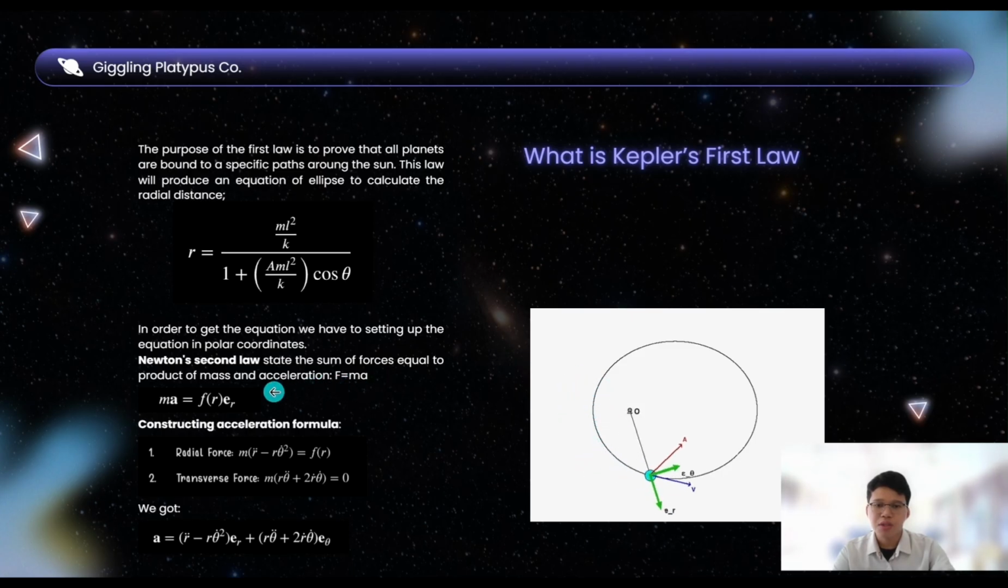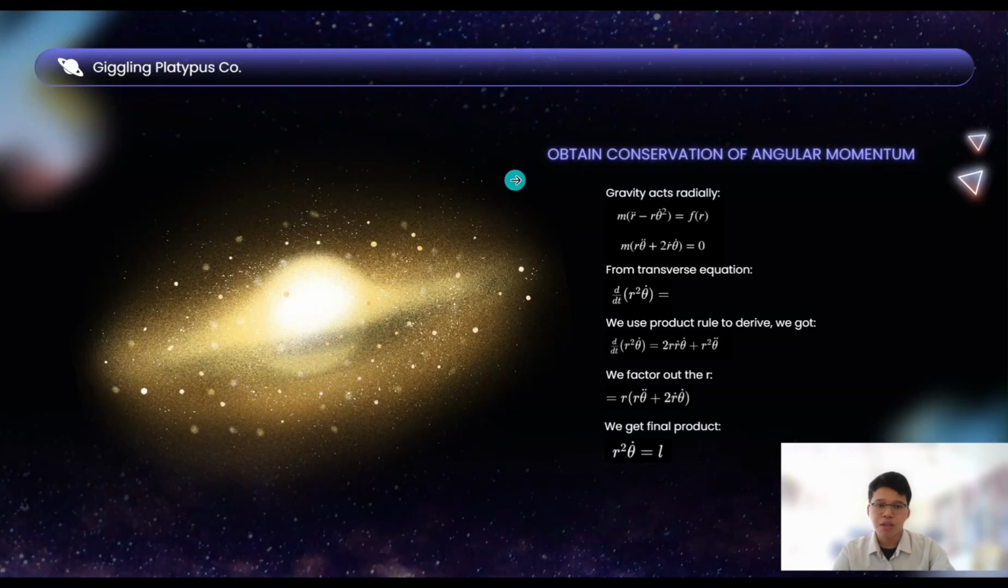Next, we construct the acceleration formula by combining both the radial and transverse components. This can be produced by constructing the formula of acceleration from polar coordinates. So we will get the formula of acceleration as given. However, during the planet's motion around the sun, the angular momentum is conserved, which means that there is no rate of change in angular momentum. It can be shown by the transverse force being equal to zero, since gravity acts radially.